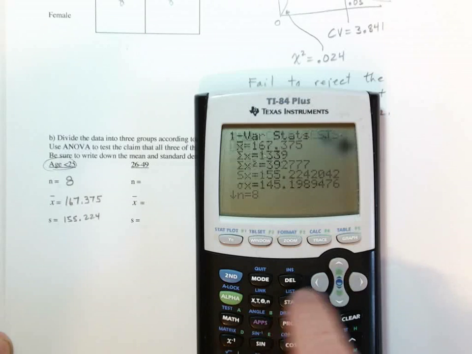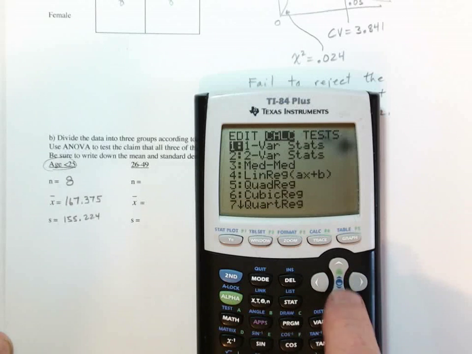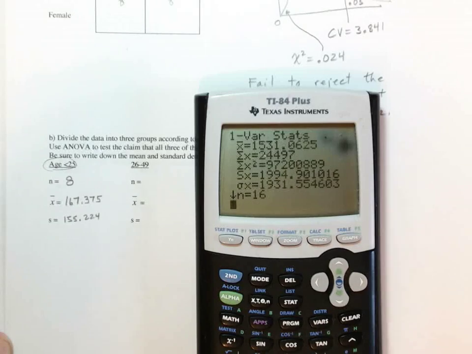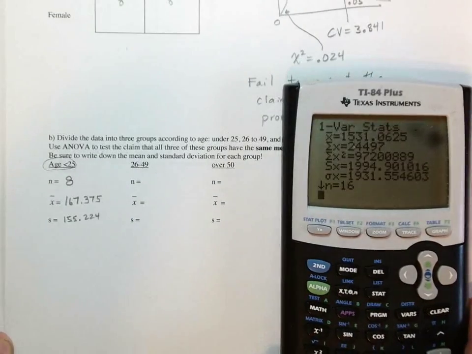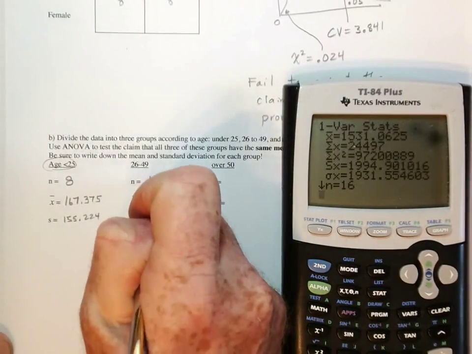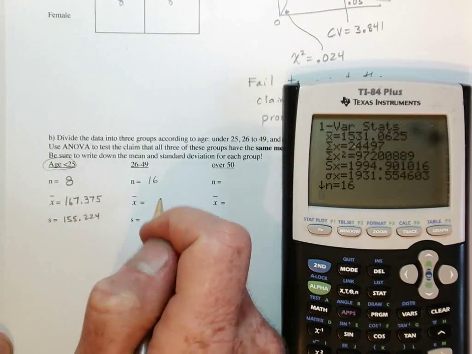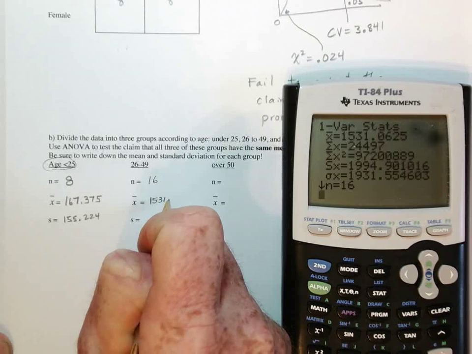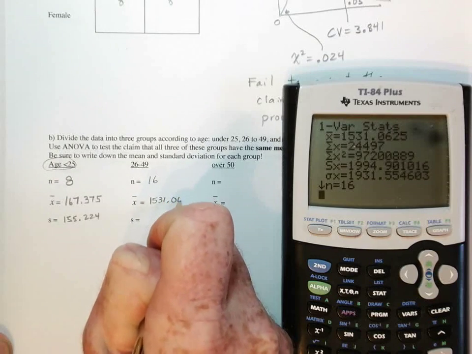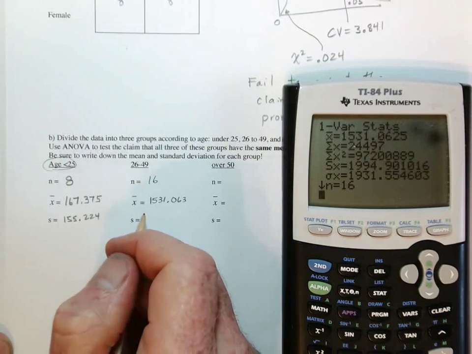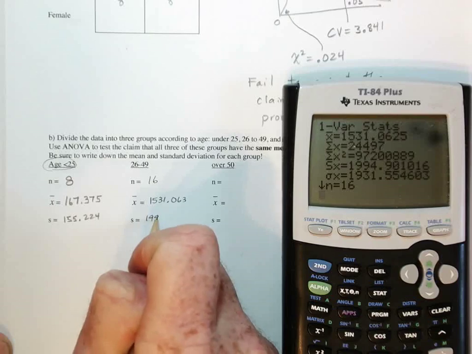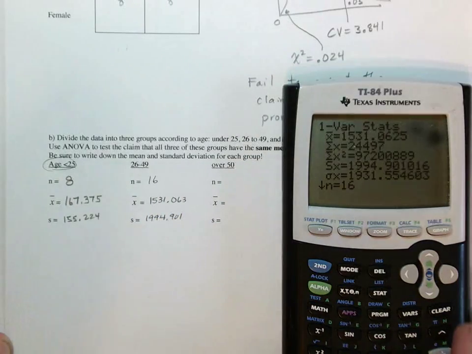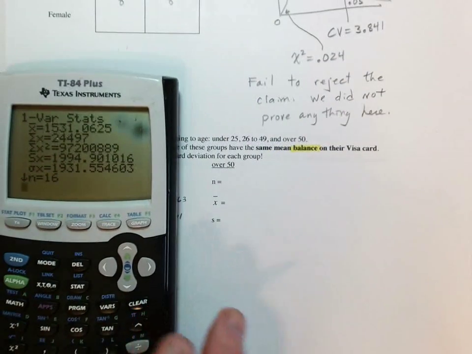Next, stat calculate the one variable statistics for list 2. So that is 16 people. The average balance is 1531.063, going to 3 decimal places, and S is 1994.901.